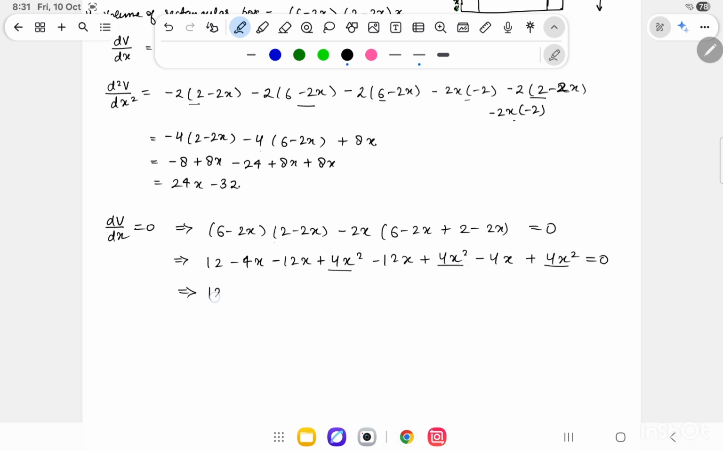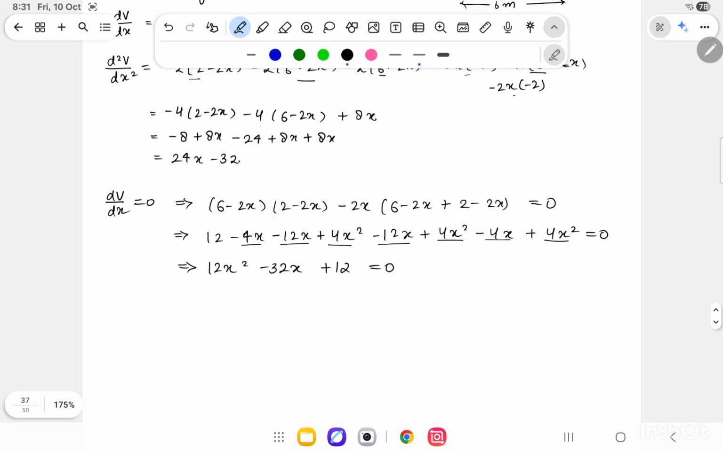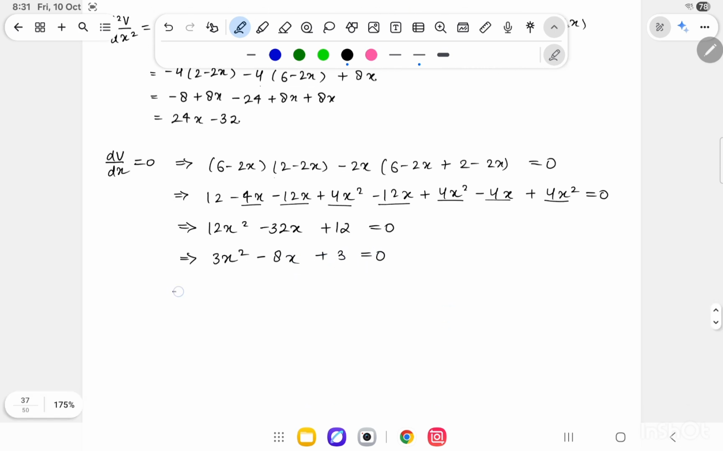So that is 12x², and further we have -16x, -28x and -4x. So it is -32x + 12 = 0. Now I can divide by 4 throughout, so it will give me 3x² - 8x + 3 = 0. So we got a quadratic equation in x, so we can solve it simply for x.